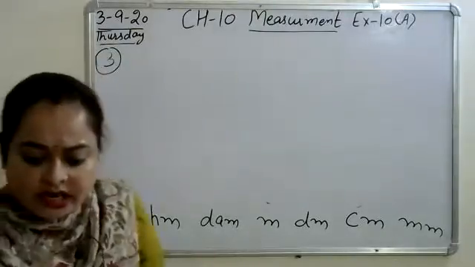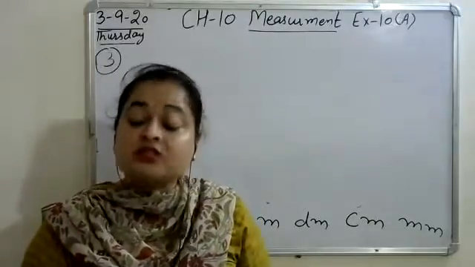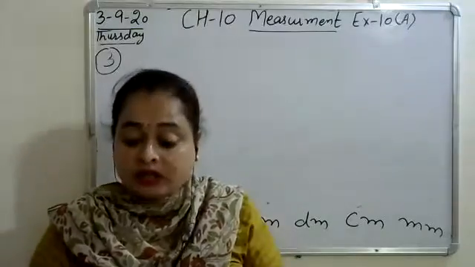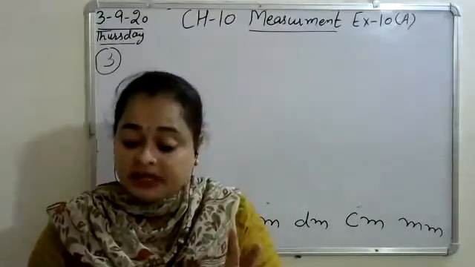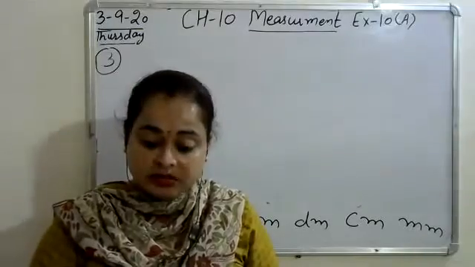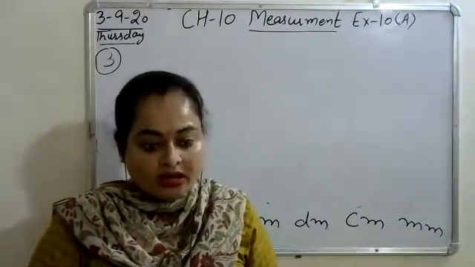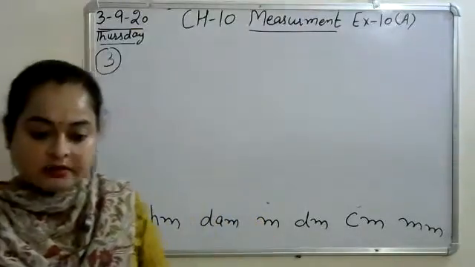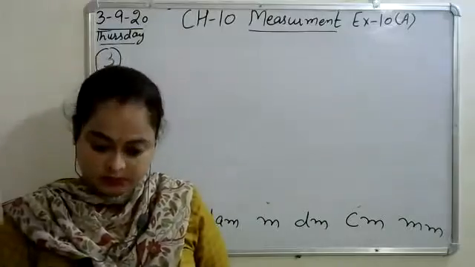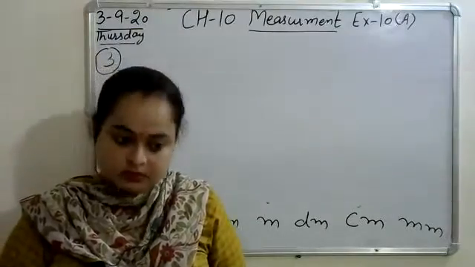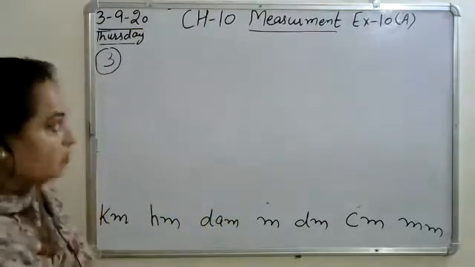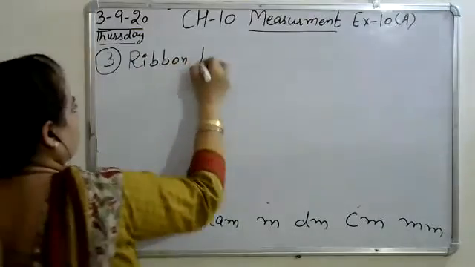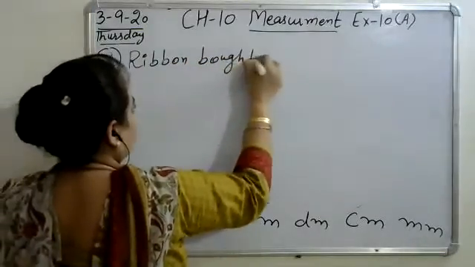The third question is Banu bought 4 meters of ribbon and Ranjan bought 2000 centimeter of ribbon. Check. Beta, this is not it. Yes, start reading. Banu bought 4 meters of ribbon and Ranjan bought 2000 centimeter of ribbon. Yes, very good. Who bought more and by how much?